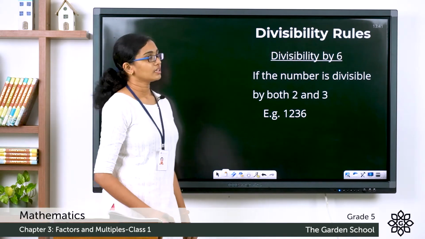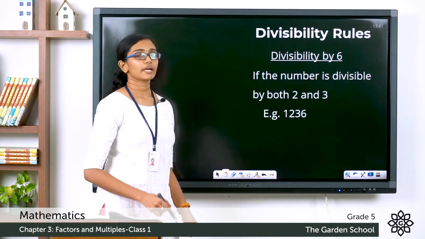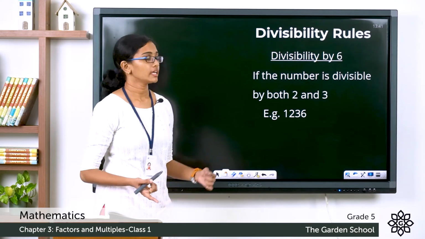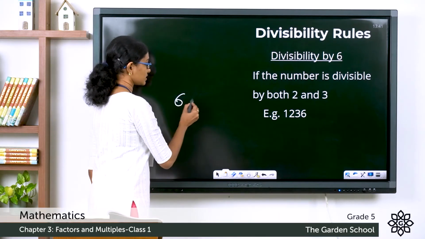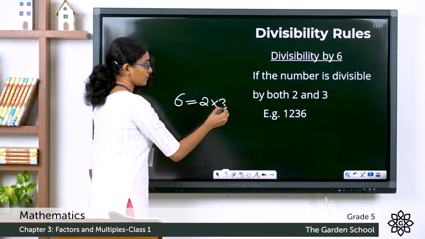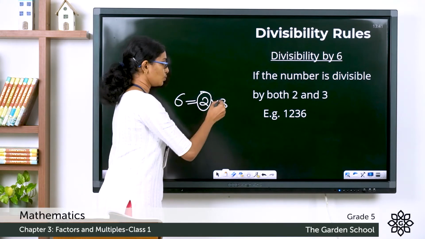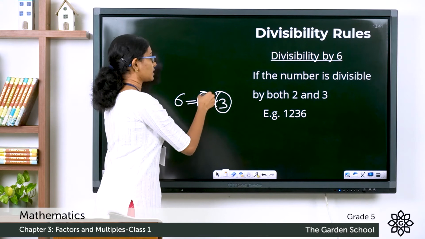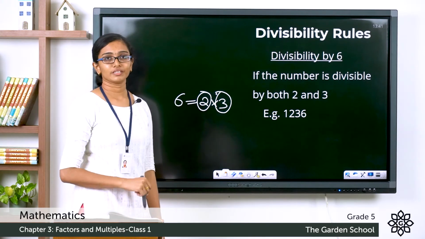Now, let's see the divisibility by 6. If the number is divisible by both 2 and 3, the given number will also be divisible by 6. We know 6 is equal to 2 into 3, right? So, if the given number is divisible by both 2 as well as 3, it should be divisible by both 2 and 3. Then it will be divisible by the number 6 as well.